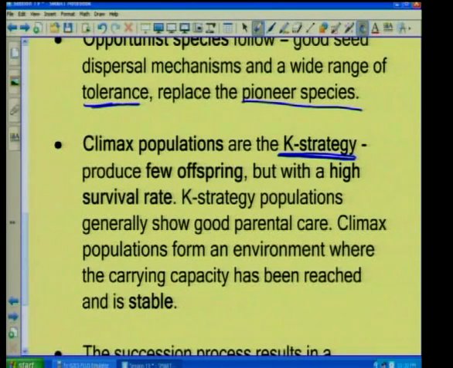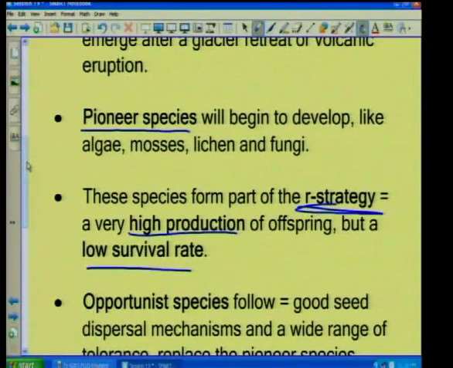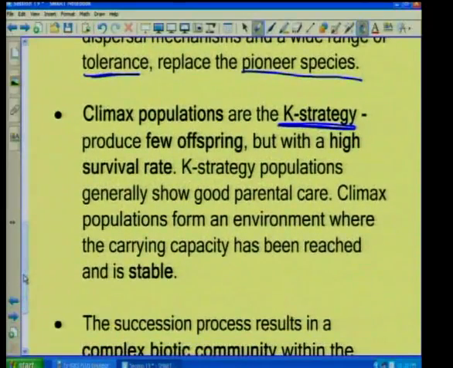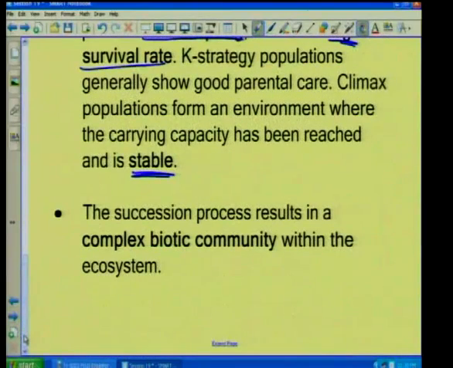So r strategy is always going to be where you're going to have lots of offspring, but very low survival. And later on, your more complex organisms are going to be K strategy. They have fewer offspring, but they have a high survival rate. Okay? They normally have parental care. Climax populations form an environment where the carrying capacity has been reached and is stable. The succession process results in a complex biotic community within the ecosystem.